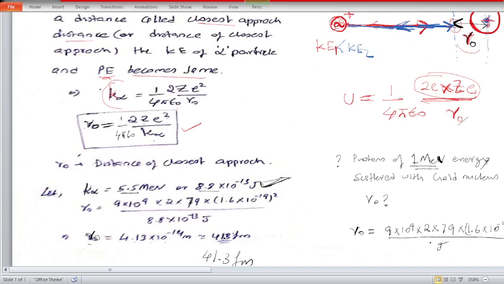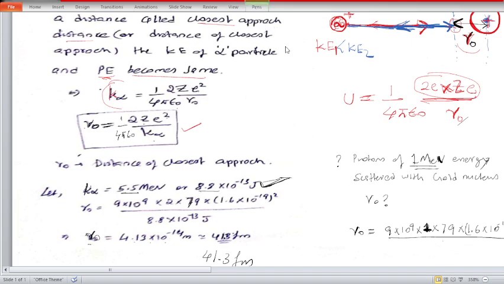You can also compare 1 mega electron volt with alpha particles. In this case, instead of 2 we will have 1 here, because we have 1 proton and we are not considering an alpha particle. Now the expression is right. So 9 into 10 raised to 9, 1 into 79, 1.6 into 10 raised to minus 19 square. Only the 1 mega electron volt you have to convert into joules.